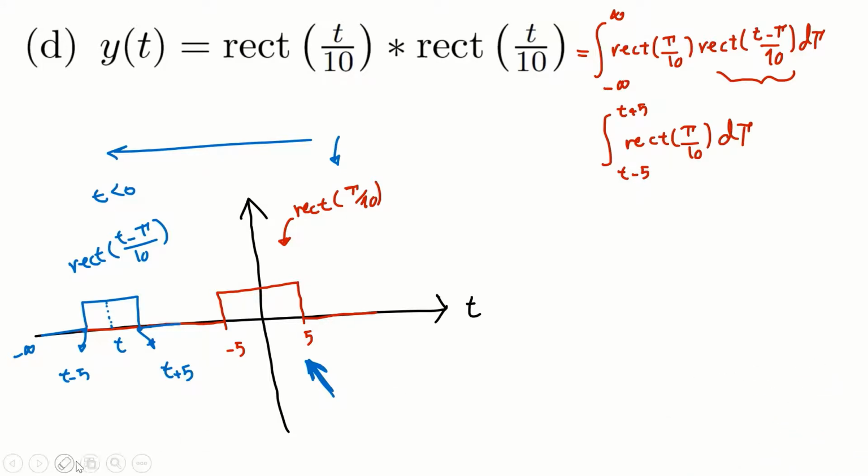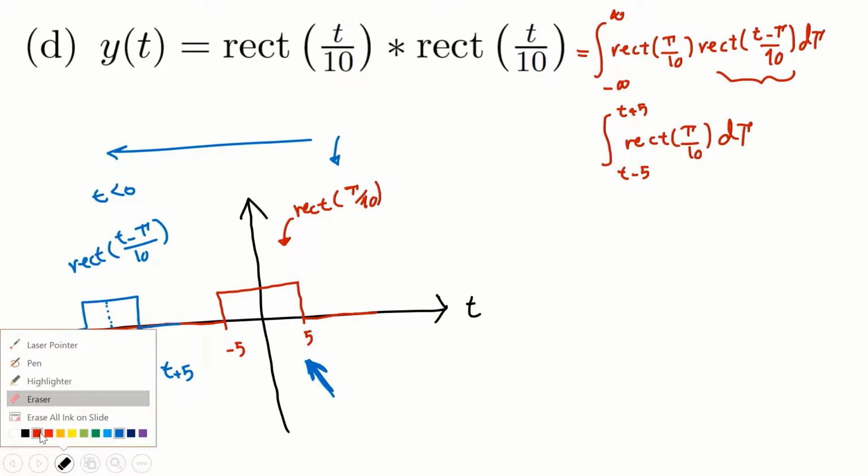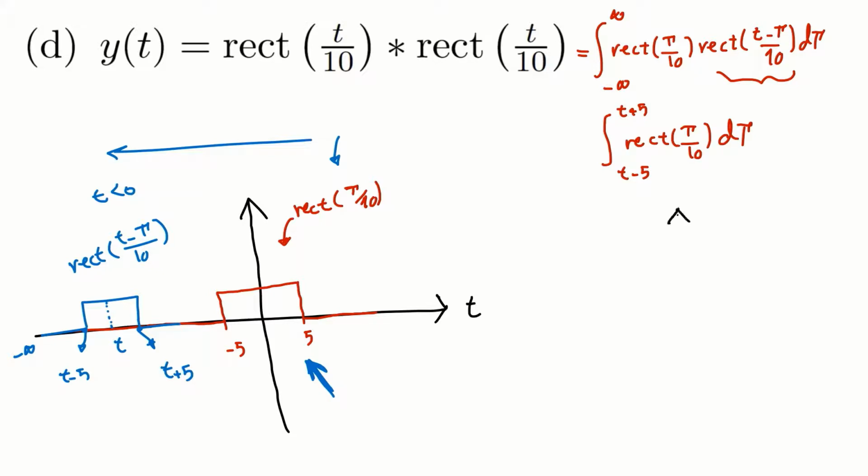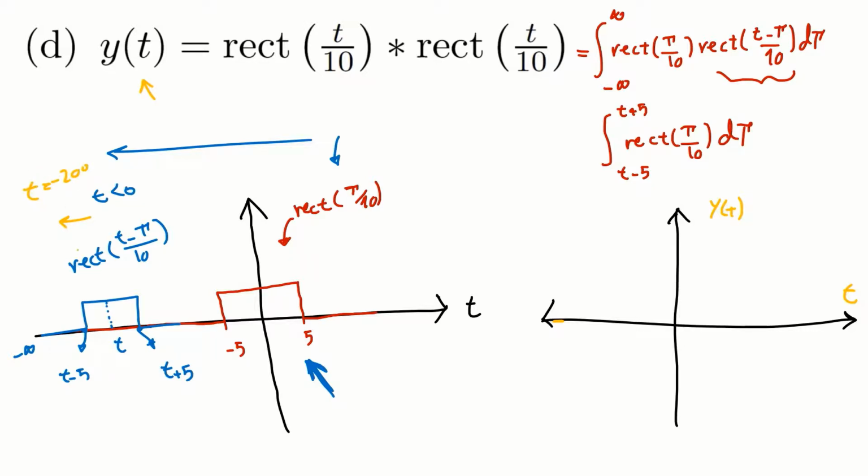Let me plot y(t) here. So this is t, this is y(t), and we saw that for t equals minus 100, y(t) is 0. So assume that t is minus 100 here. Now I shift the signal to the left, so I take a smaller value for t. For example, t is minus 200. Applying the same approach, we get that the value of this multiplication is 0. This integral is 0. So for a small t, the value of y(t) is 0.